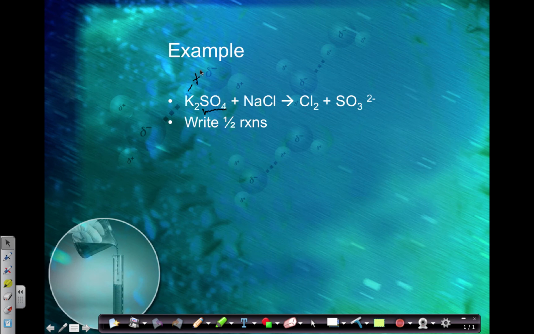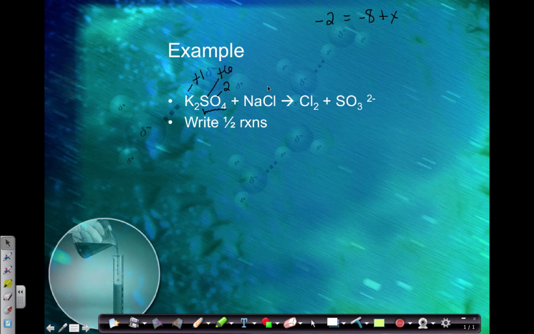All right, so sulfate has oxygen in it. Oxygen is -2 normally. -2 times 4 would be -8. So in order for this whole thing to add up to -2, -8 plus what would give me -2? That should be +6.